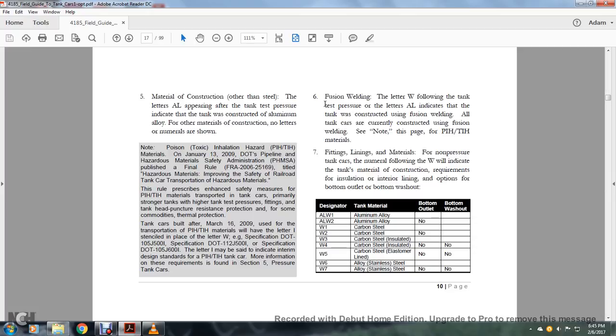7. Fittings and linings. The material following the W for non-pressure tank cars will indicate the tank's material construction requirements, insulation, and interior lining, and the fittings for the bottom outlet and the bottom washout. Alright, AL stands for aluminum welded aluminum alloy. W2 is fusion weld aluminum alloy, no bottom outlet.